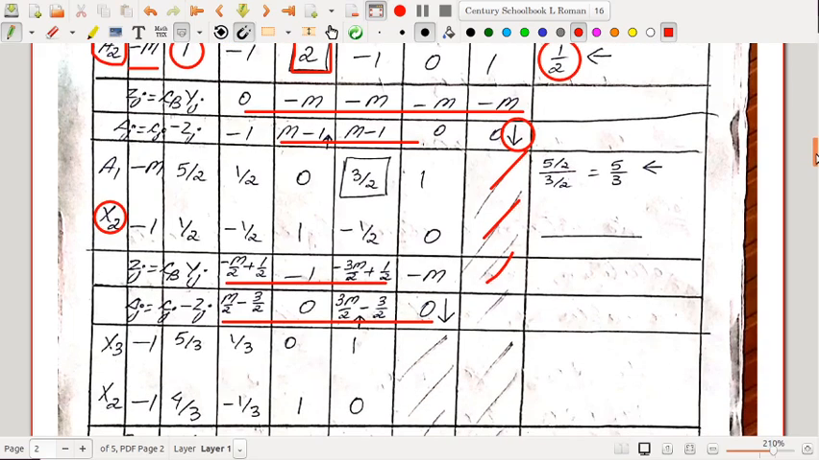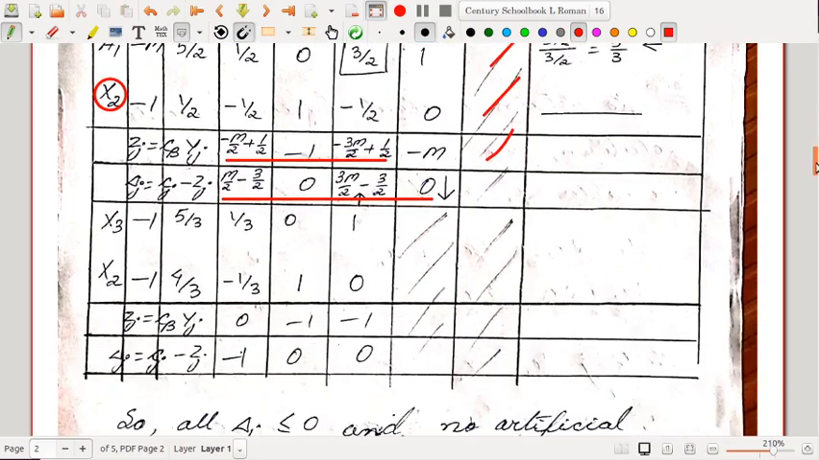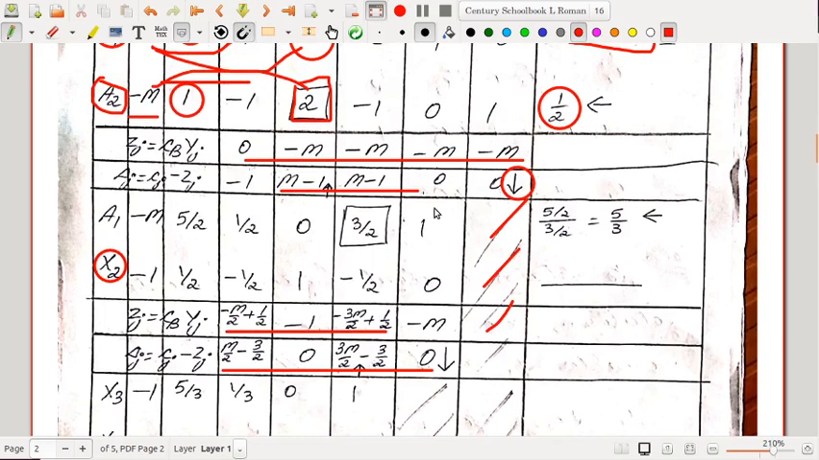So we choose this particular vector, that is the vector x3, as the incoming vector, and we can compute the minimum ratio. So it's 5 by 2 divided by 3 by 2. The other one will not be considered because the entry is negative.